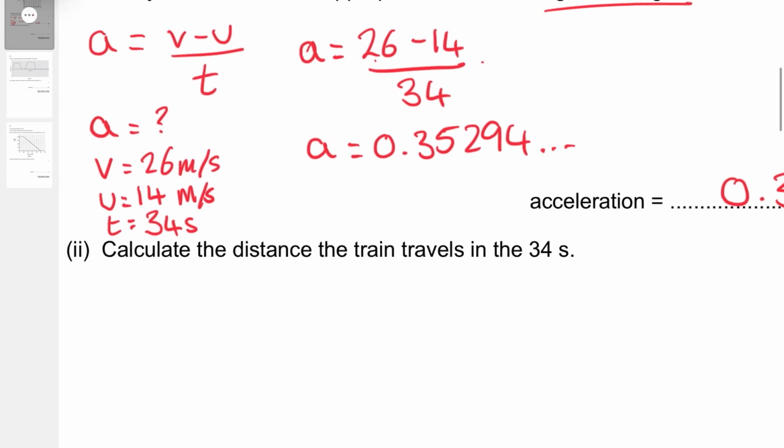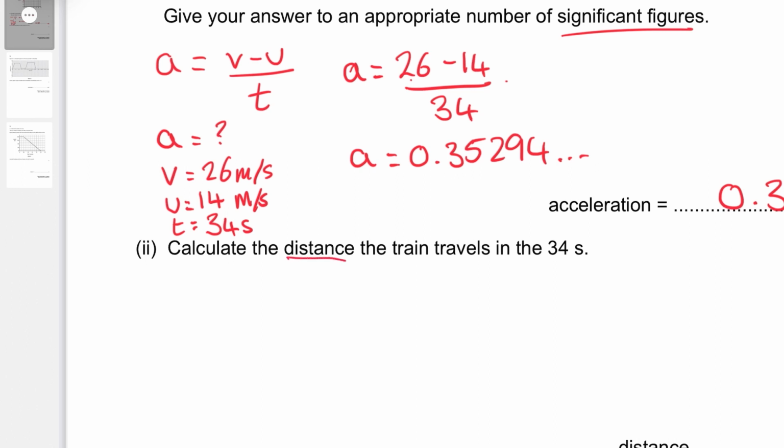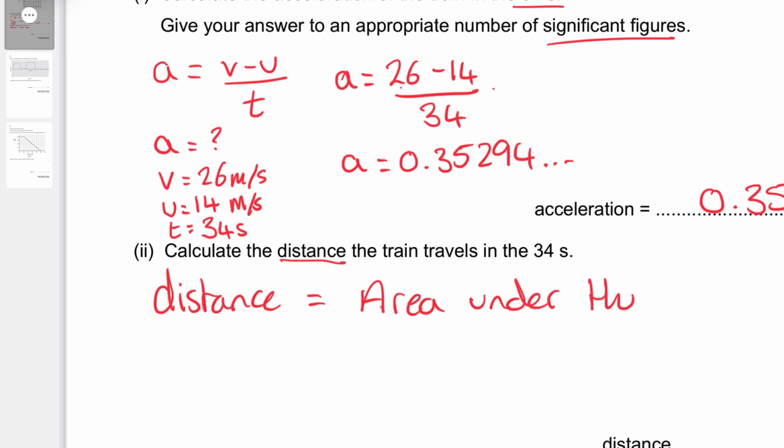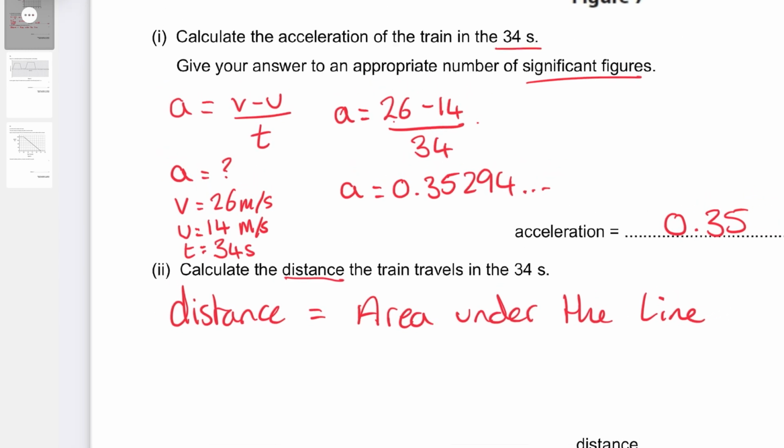Perfect. Now, we're going to calculate the distance the train travels in that 34 seconds. Now, to calculate distance on a velocity time graph, remember, distance equals the area under the line. It's always good to write that sentence because you will actually get a mark in some exams for showing that you're trying to find area.